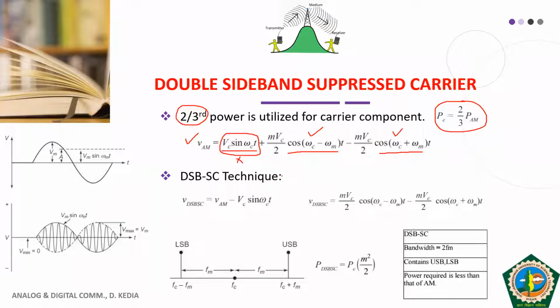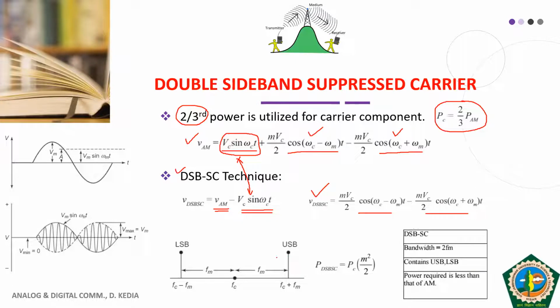That's why we go after this technique, which we call double sideband suppressed carrier. In the double sideband suppressed carrier technique, from the original AM signal, we subtract the carrier part, that is Vc sin omega ct. If we subtract this part, you can very easily observe from this mathematical expression that we are left with only two sidebands, the lower sideband and the upper sideband, and the carrier is fully removed. Okay, so this is the concept of the double sideband suppressed carrier technique.